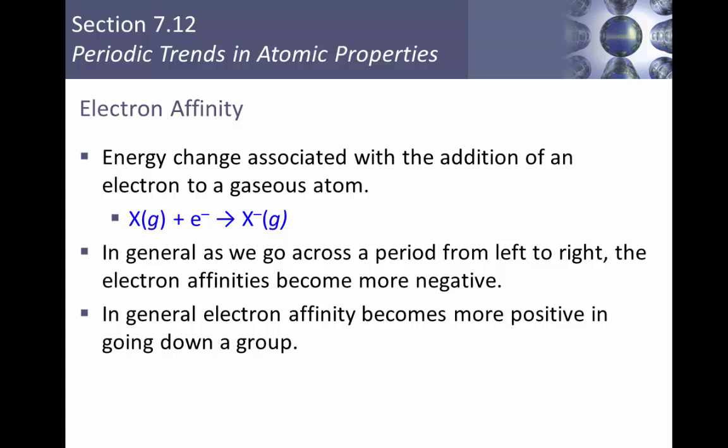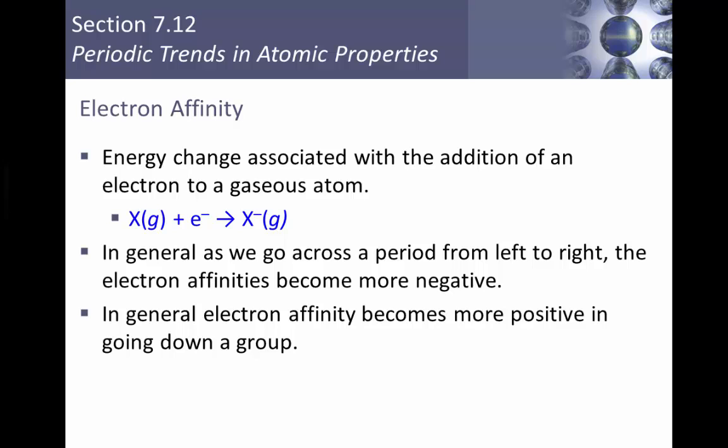So when we go from left to right across the period, it's more negative. And remember that negative is just a sign showing direction. So energy is leaving because the nonmetals have a strong desire, an affinity for that electron, and so they become more stable and they release energy.